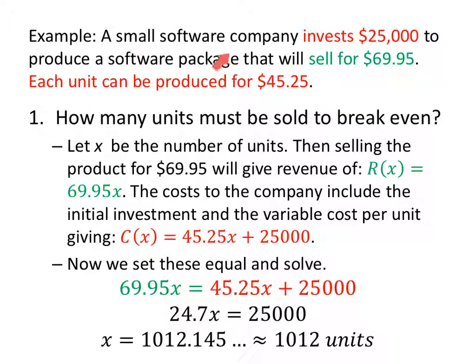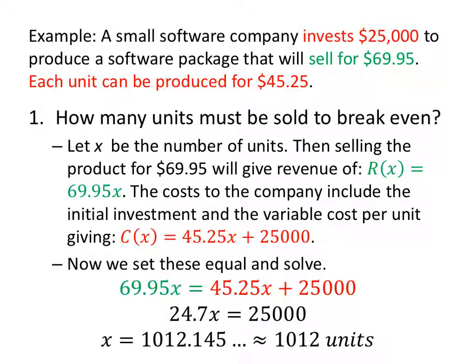So, a small software company invests $25,000. So this is money they pay out. So that's in the red, right? They have to pay that money to produce a software package that will sell for $69.95. Now this is green. This is money they're making. That's good. Each unit can be produced for, so it costs them $45.25 in order to make it.